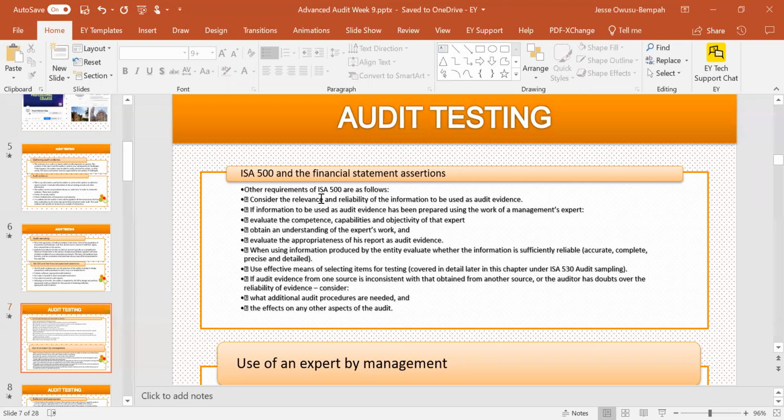Now, the work of the valuer or the valuation expert is something very, very different. So the valuer is bringing an expertise that the auditor doesn't have. So we need to check the competence of that valuer. We need to obtain an understanding of that valuer's work. And we need to even check the appropriateness of whatever report he's bringing. It's very, very important.